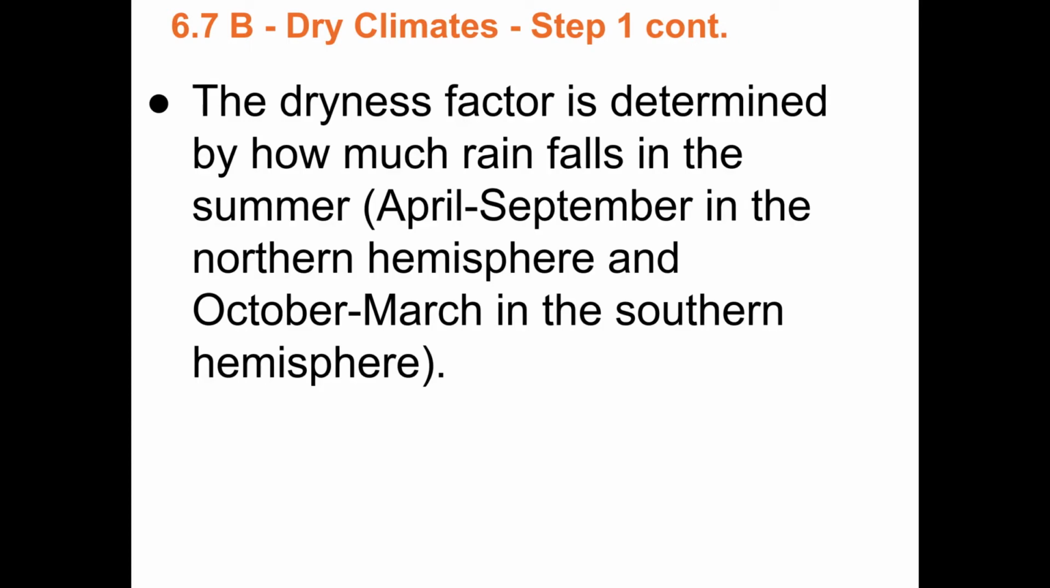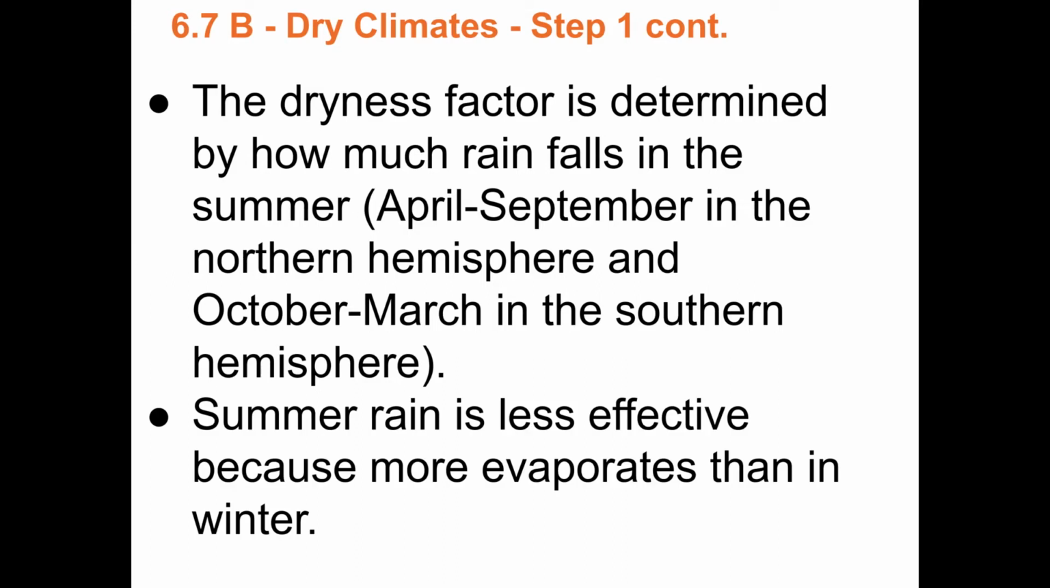So April through September is summer in the northern hemisphere. October through March is summer in the southern hemisphere. Again, all you've got to do is look at the data table for the climate station that you're trying to classify and see, is October through March the warm season, or is April through September the warm season? If April through September is the warm season, you're in the northern hemisphere, and April through September are the months that you're going to use to calculate summer rainfall.